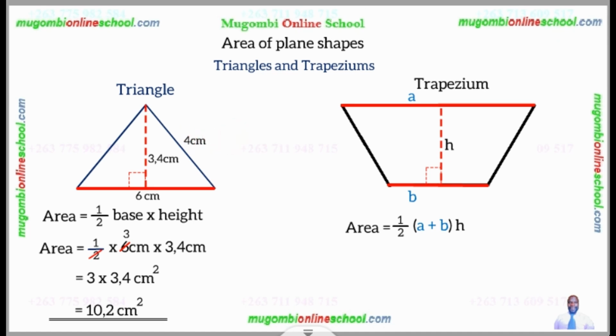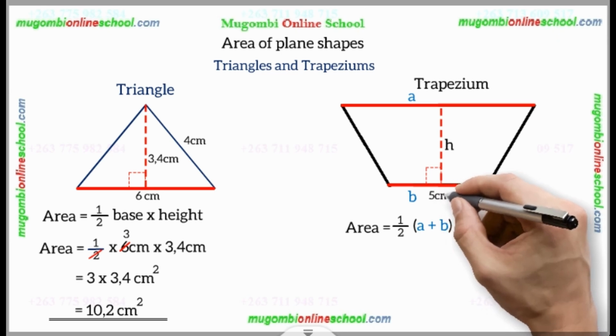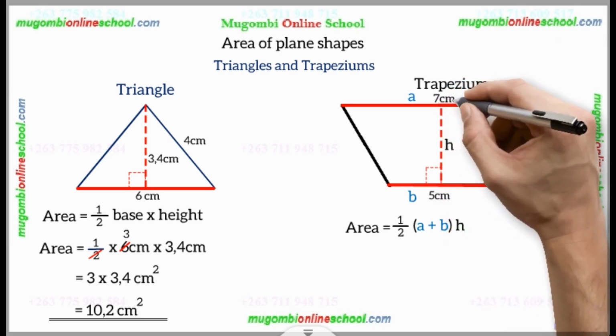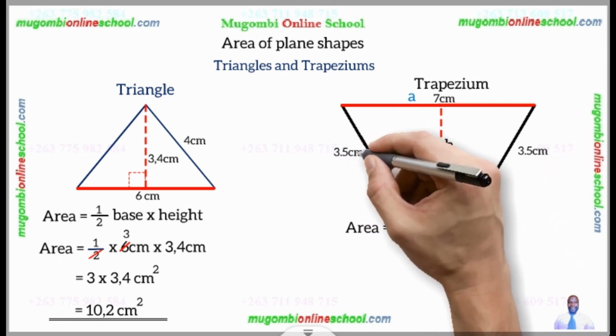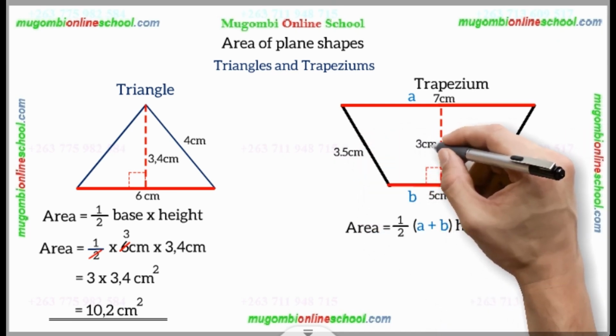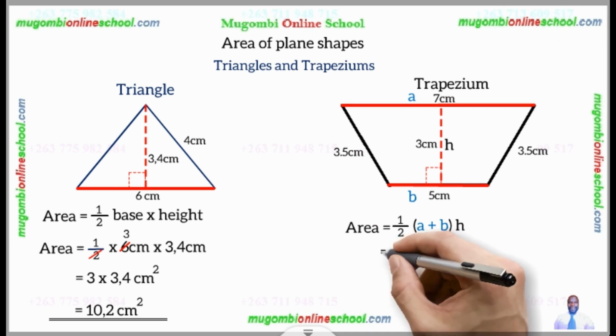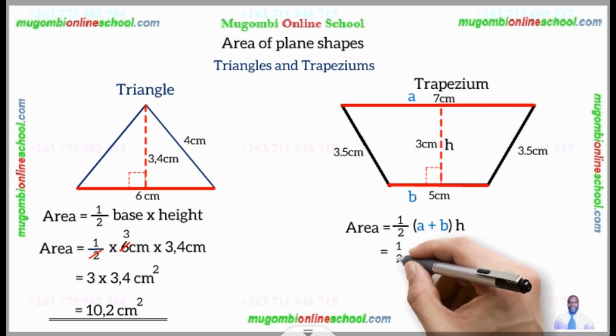Then for this trapezium, suppose this side is equal to 5 centimeters and the longer side is 7 centimeters, and this one is 3.5 and this one 3.5 centimeters, and this one is 3.3 centimeters. So you need to be very careful here.